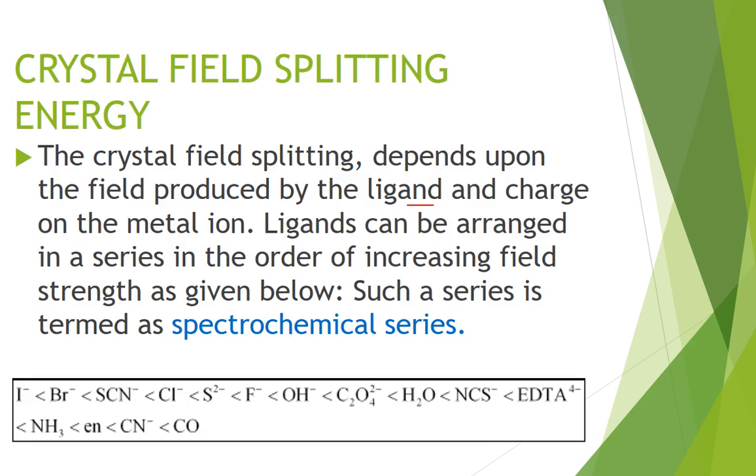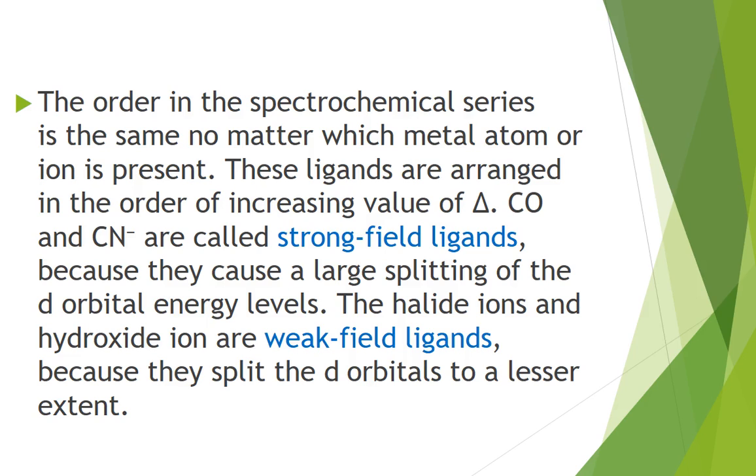Ligands can be arranged in a series in the order of their increasing field strength. You can see the series over here. This series is called the spectrochemical series. It is an experimentally determined series based upon absorption of light by the complexes with different ligands. The order in the spectrochemical series is the same, no matter which metal atom or ion is present. So the order will not change with the change in the metal ions.